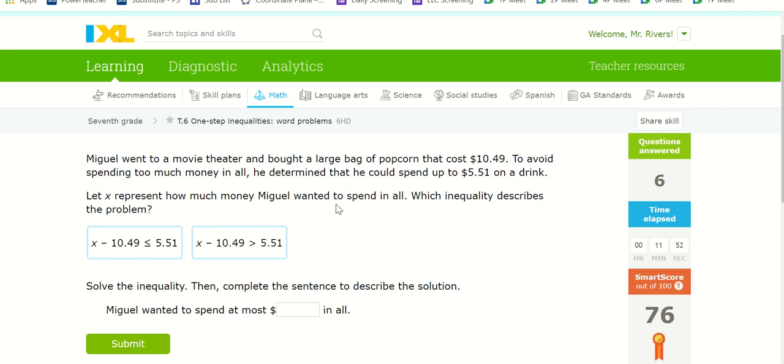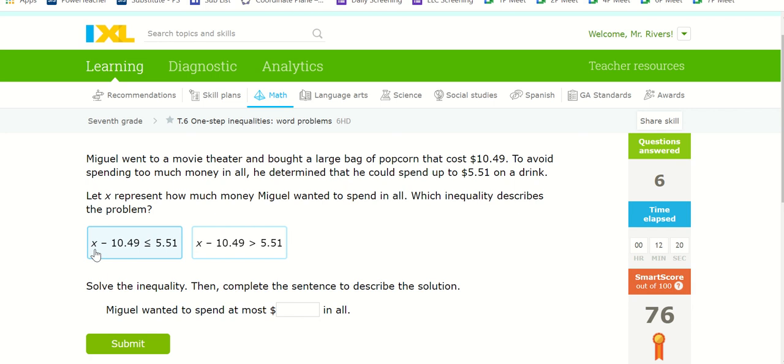Okay, so he already spent $10.49. He's going to spend up to $5.51 more. Could he spend $6 more? No, that's too much. Can't go over $5.51. Could he spend $5 more? Yeah, he could. Could he spend $1 more? Yeah. How about $0 more? Yeah. Could he spend $5.51 more? Yes, he could.